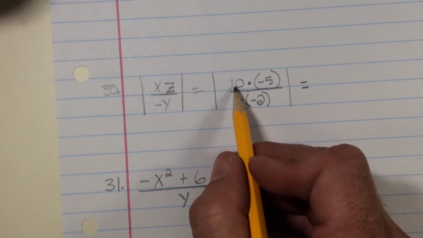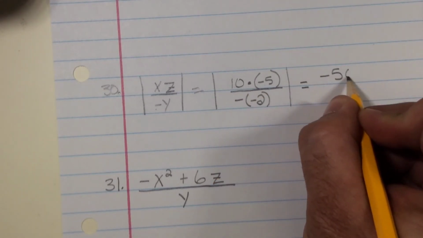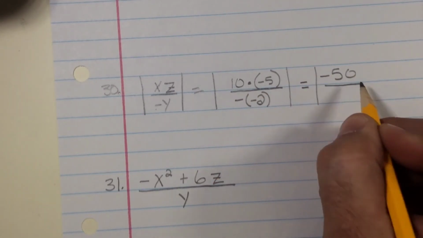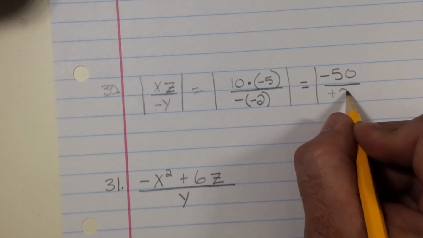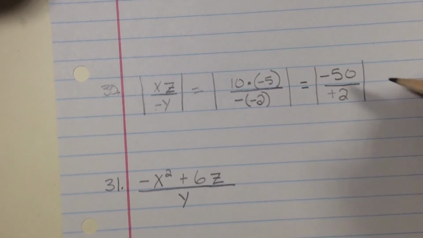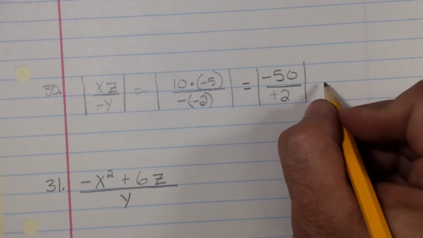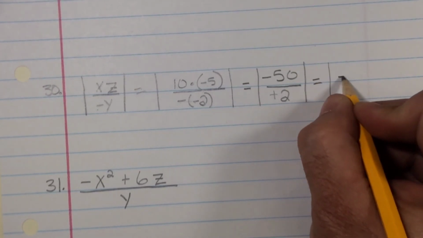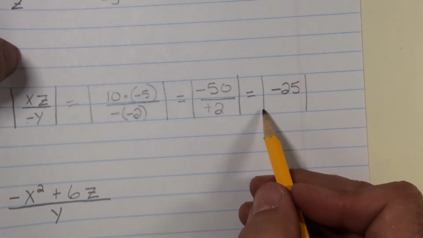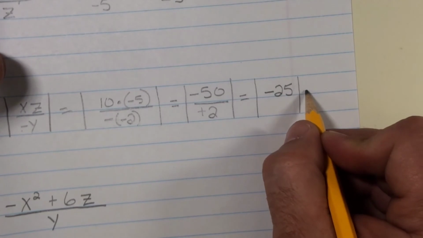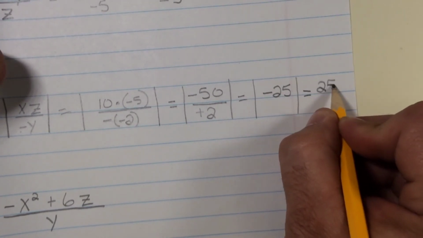So let's look at the top. 10 times negative 5 will be negative 50 over negative 2. I make that a big plus, positive 2. Negative 50 divided by positive 2 is going to equal negative 25. But don't forget, we've been writing these absolute value signs all along. The absolute value of negative 25 is just positive 25.